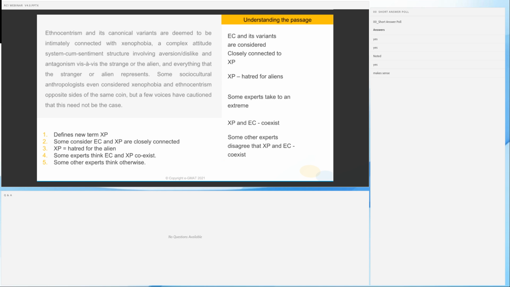So what's going on? The author presents information saying some people consider EC and its variants to be closely connected to XP, where XP is hatred for aliens. Some experts take that closeness to an extreme where they say EC and XP coexist, and some other experts disagree about that level of closeness. The author presents this new term XP and then talks about the opinions of a few people. The only thing that the author presents as his own in this entire passage is that XP is hatred for the alien. Can you see the difference here? This is the only thing the author presents as his own. Everything else is where the author is presenting someone else's view.